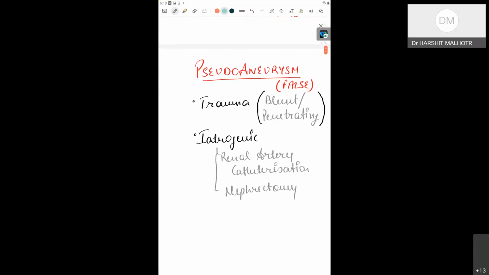Now coming to the second variety, which is false or pseudoaneurysm. Commonly, it is seen in a case of trauma or iatrogenic injuries. In trauma, it is blunt or penetrating trauma to the abdomen. And in iatrogenic cases, it is renal artery catheterization or nephrectomies which are done, which lead to pseudoaneurysm formation.